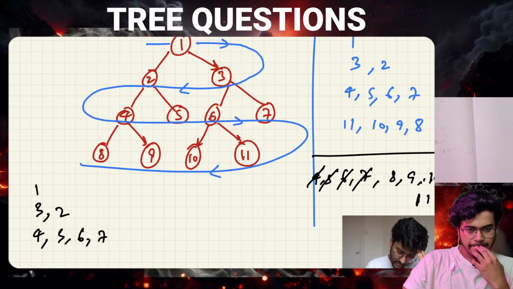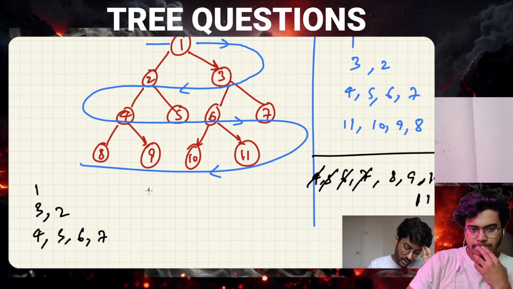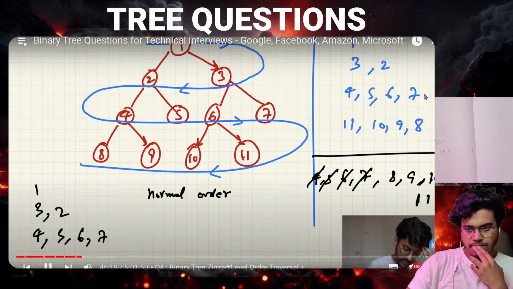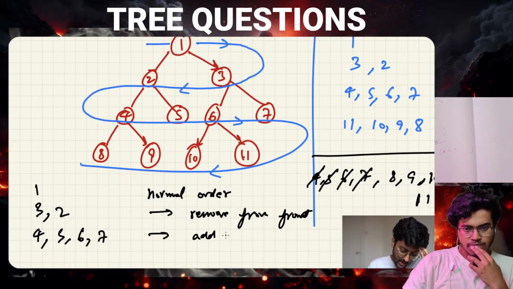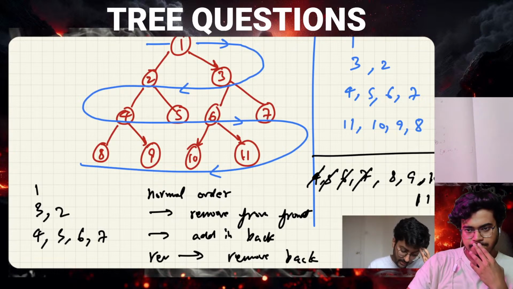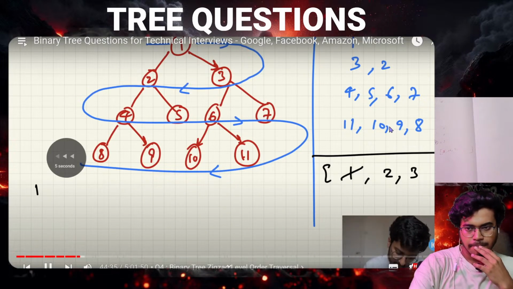Now again I'm in the reverse order. So this is a very simple problem, solved. In normal order, what you have to do is remove from the front, add in the back. In reverse order, remove from the back, add in the front. Simple.